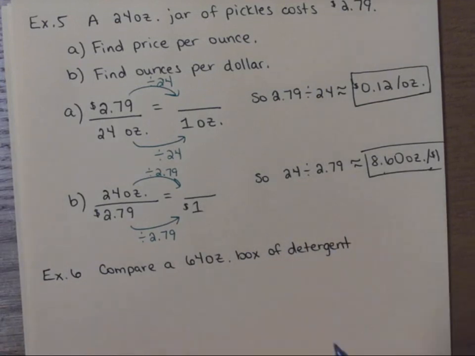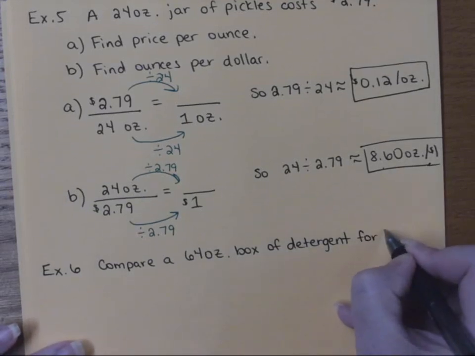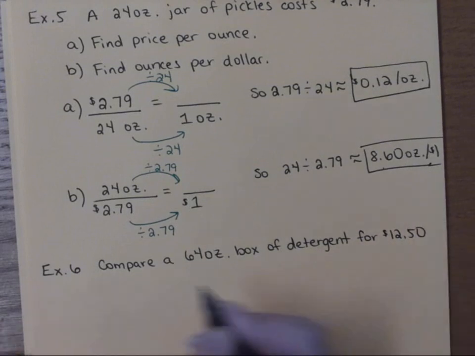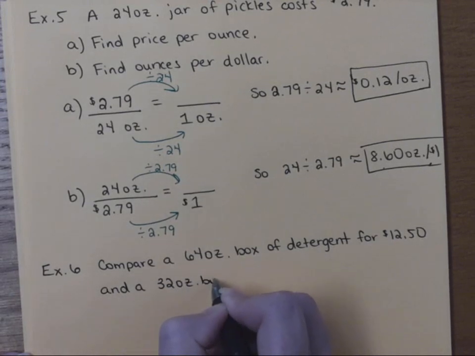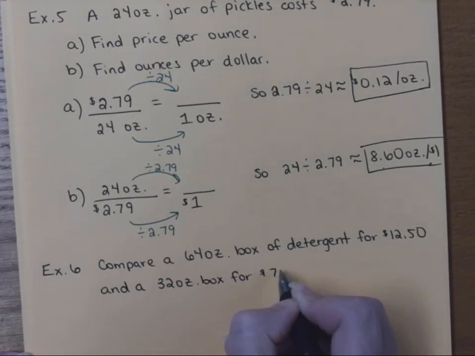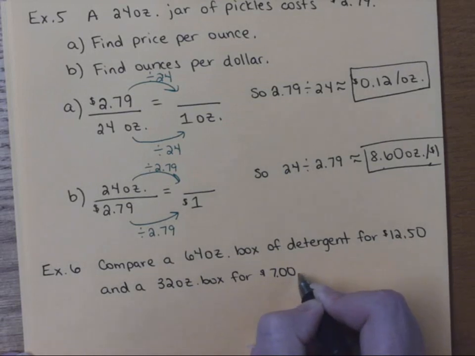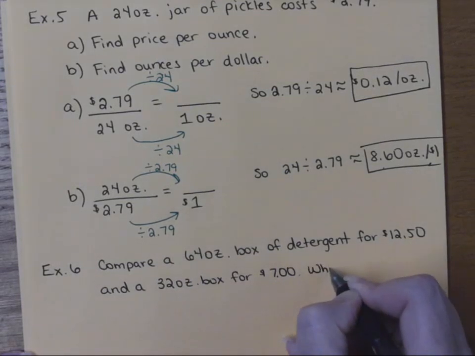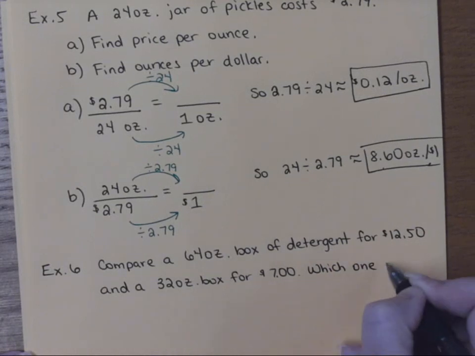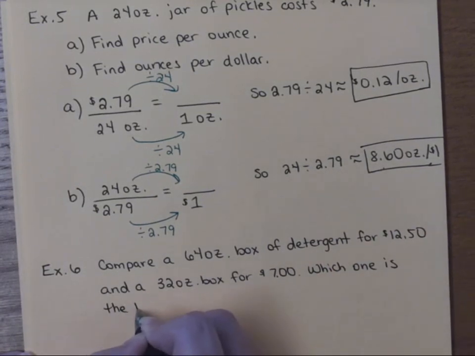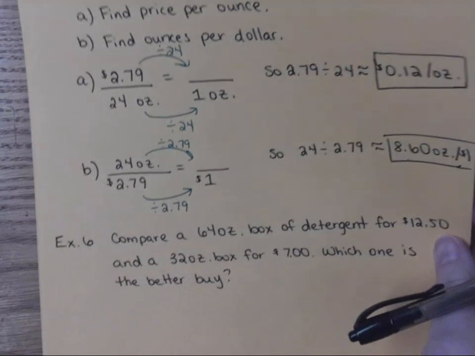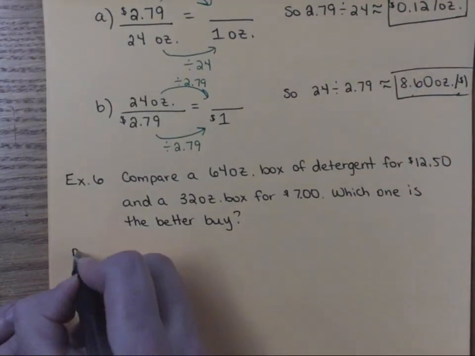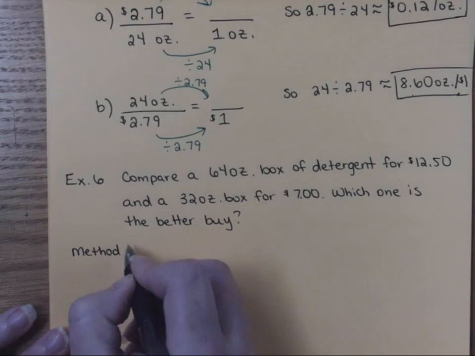All right, so last problem for this lesson. Let's compare a 64-ounce box of detergent that sells for $12.50, and let's compare that to a 32-ounce box for $7. The question that I want you to tell me is, which one is the better buy? And we're going to try it both ways and mention what I talked about in the last example.